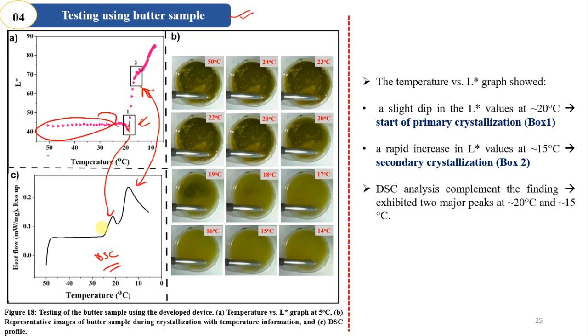So we can see that the device that we have developed, by measuring these color parameters, we are able to efficiently monitor the changes in the sample during the preparation stage. Okay, so if we can do that, it will be easier for us to monitor the process. Any questions till now?